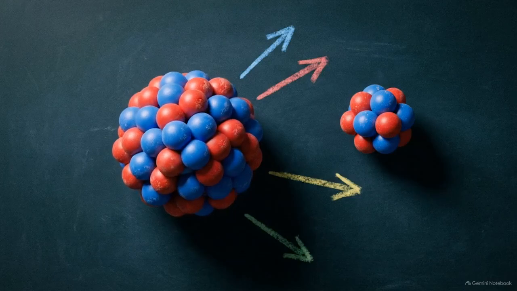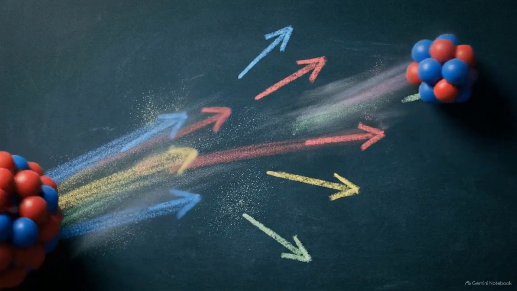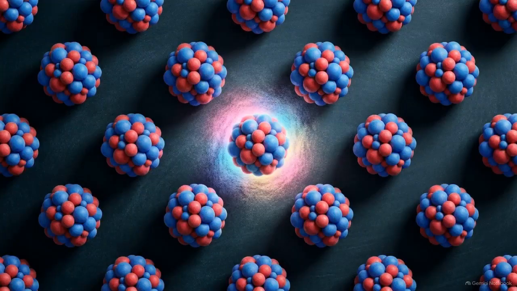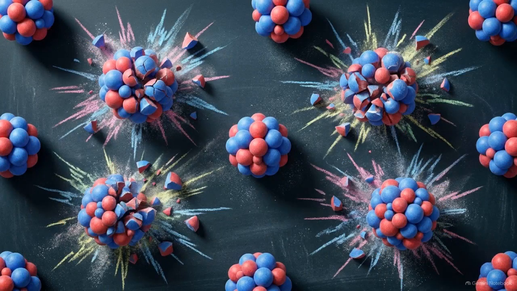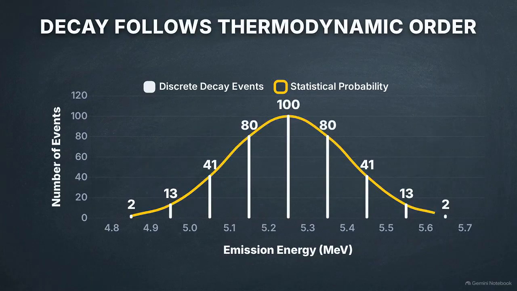When an unstable atomic nucleus violently ejects a particle into the void, the resulting radiation often appears to be entirely spontaneous. Because we cannot predict the exact moment a single atom will decay, it is easy to assume the process is chaotic. In reality, radioactive decay is a heavily regulated thermodynamic transition.